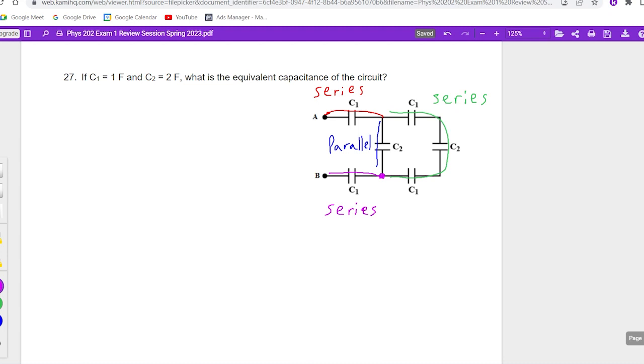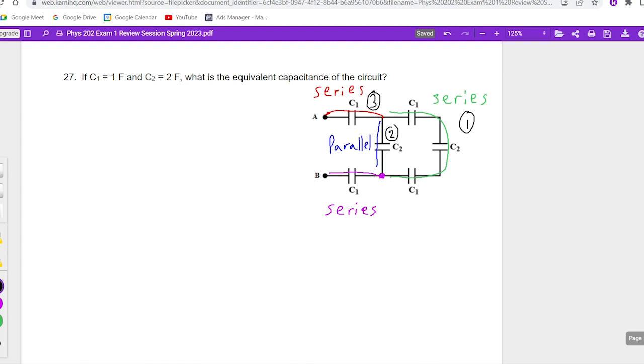And the order, again, matters. The order is I need to add the green first, the green series first. Then I'm going to add the blue in parallel. Then I'm going to add the other ones in series. Okay? So let's do the first one first.